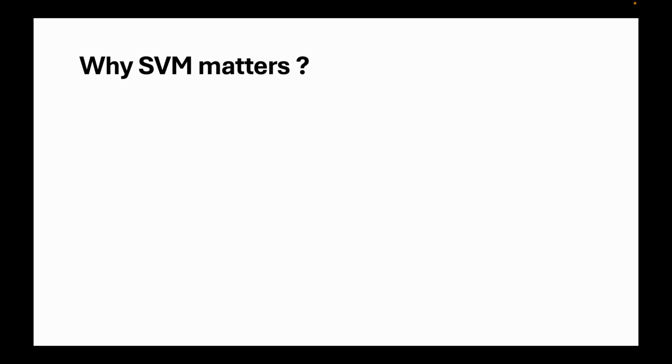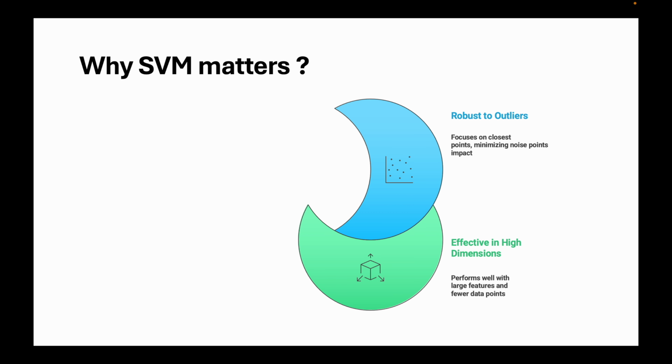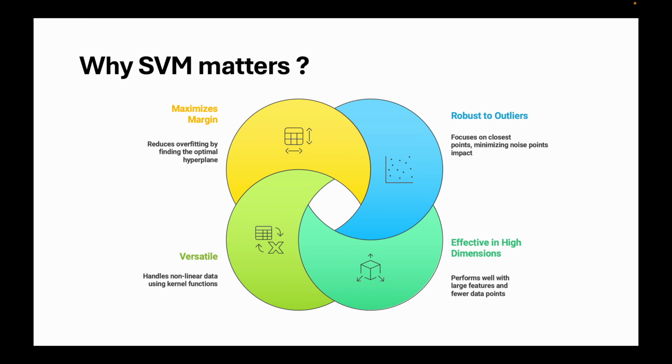Why SVM matters? Robust to outliers. SVM focuses only on the closest points, so noisy points far from the margin don't affect the model too much. Effective in high dimensions. SVM works very well in high dimensional space, that is, when the number of features is large, even if there are few data points. That's why it is great for image classification. Versatile. SVM can handle non-linear data using kernel functions like RBF and polynomial. Maximizes margin. SVM reduces the risk of overfitting by finding the hyperplane that maximizes the margin, and it also improves the prediction on new data.